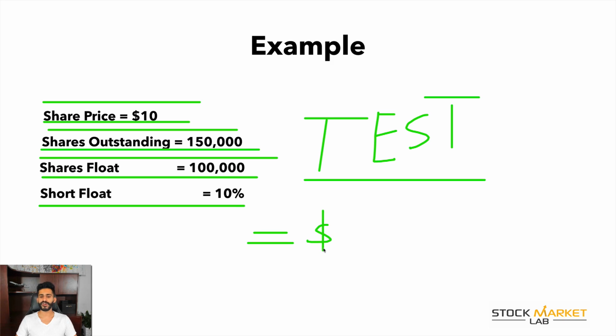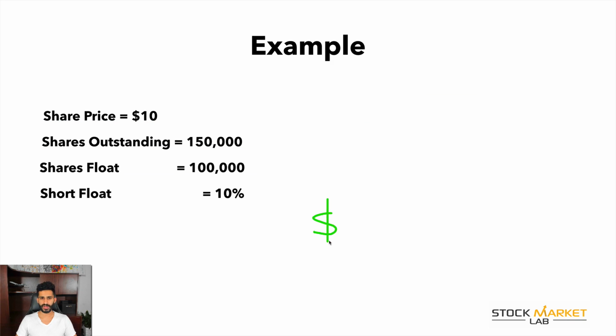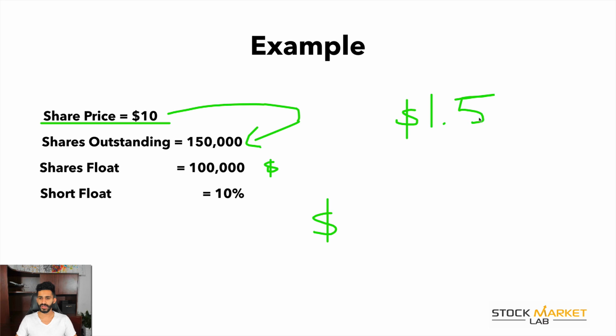The market cap. First, before we even jump into what the market cap is, how do we get the market cap? The way we get the market cap is we multiply the share price by the shares outstanding. We multiply by the shares outstanding, not the float. The float is what's available to trade. The outstanding shares are the total amount of shares a company has. So when we multiply this, we get 1.5 million.